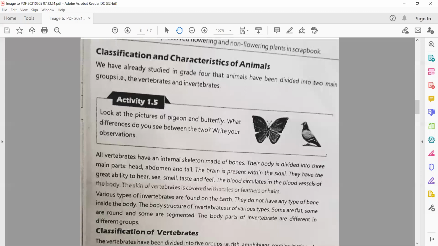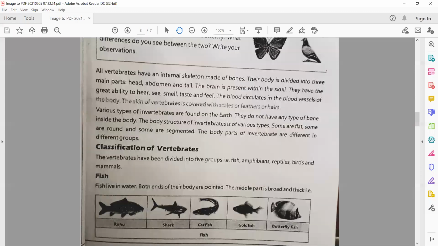Vertebrates is zyada hai, okay? They do not have any type of bone inside the body. The body structure of invertebrates is of various types. Some are flat, some are round, and some are segmented, like roundworm, flatworm, and the segmented example. Segmented means their body is divided into parts like earthworms, tapeworms, etc. Okay, the body parts of invertebrates are different in different groups.